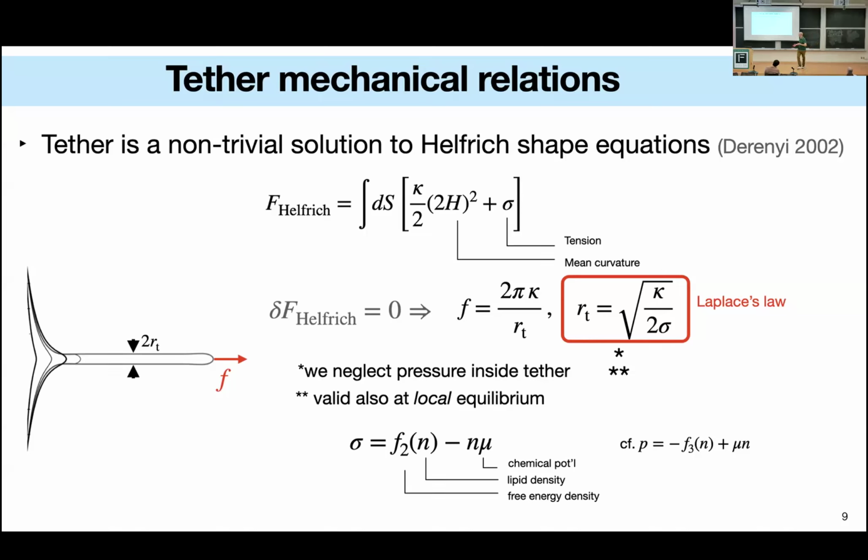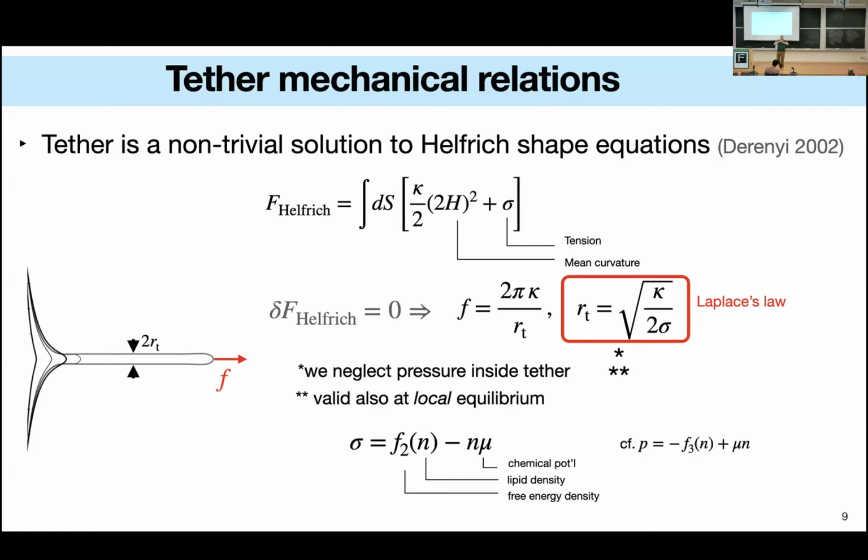you can generalize this to multiple lipid species and even have mobile proteins, so you can have a multi-component system. Even if the tether is not at chemical equilibrium with its surroundings, as long as there's a separation between fast processes and slow processes, you can still define a local tension, and you will have this relation between the tether radius and that local tension, provided that you can neglect certain dissipative forces.